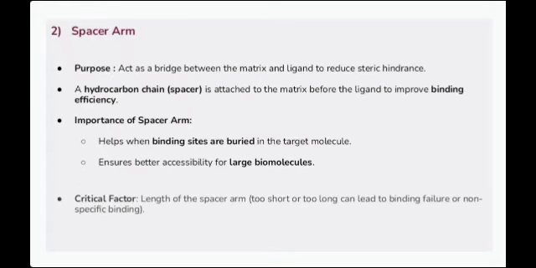The spacer arm acts as a bridge between the matrix and the ligand. Its main function is to reduce steric hindrance and ensure that the ligand is accessible to the target molecule. Without a spacer, the ligand might be buried too close to the matrix surface, making it difficult for larger biomolecules to reach it. A spacer provides distance and flexibility, improving the binding efficiency.